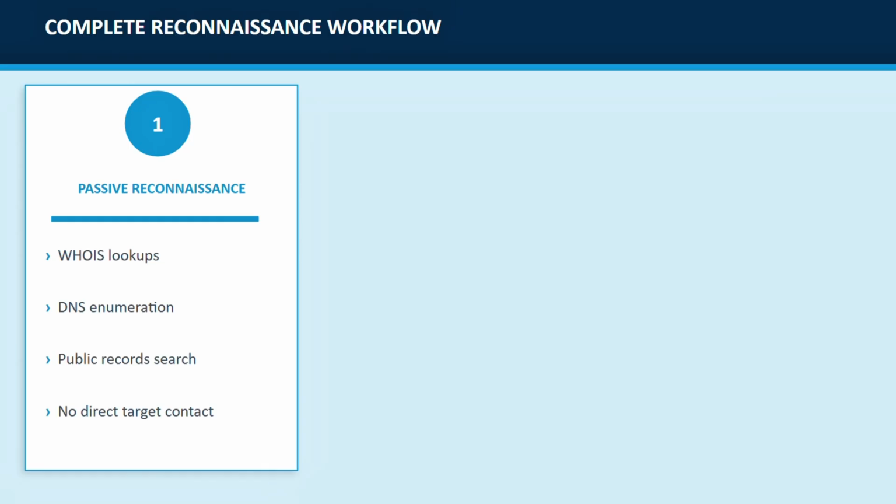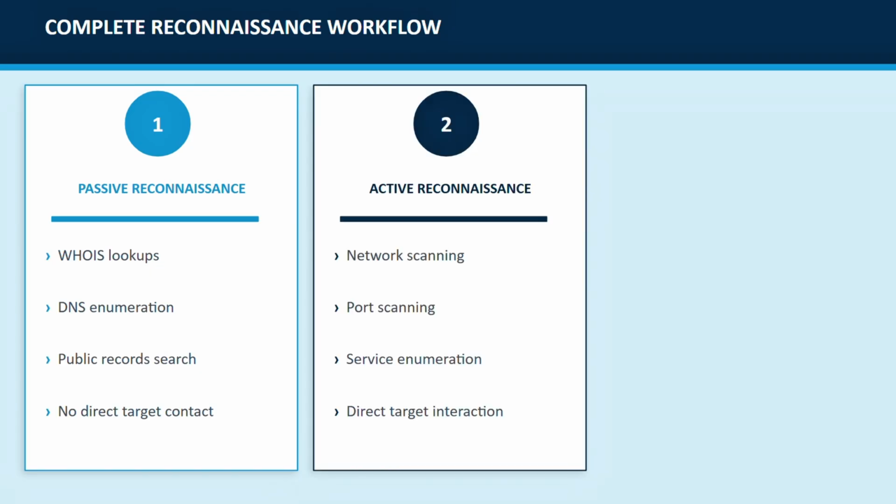Here is the complete reconnaissance workflow. The first one is passive reconnaissance, and this is where you do whois lookups, DNS enumeration, and public record searches. The key here is that there is no direct contact with the target. You are only gathering information from public sources. The second one is active reconnaissance. Now you are directly interacting with the target, and here you do network scanning, port scanning, and service enumeration. The target will see your traffic and might detect you.